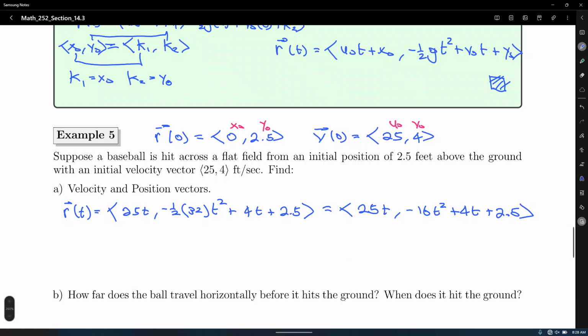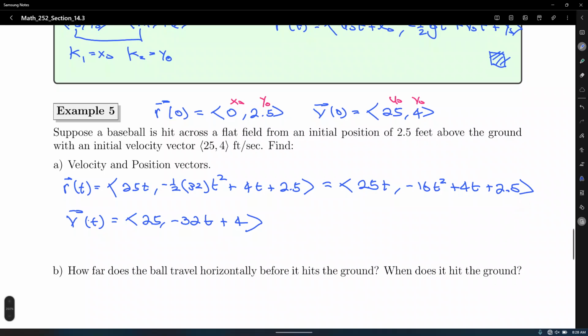That gives us the position at every single value of t. Let's find the velocity, which is the derivative of this vector valued function. The derivative of 25t is 25, and the derivative of the second component is negative 32t plus 4. That is our velocity vector.